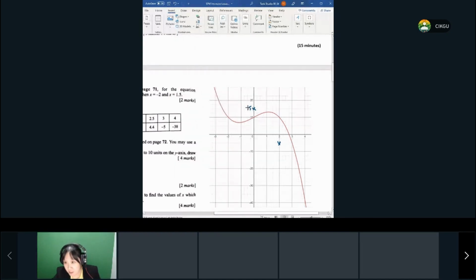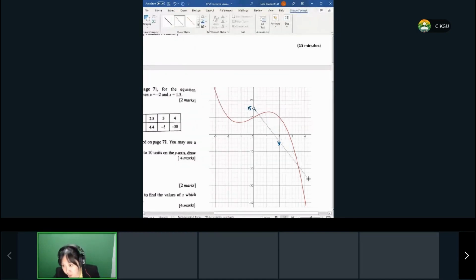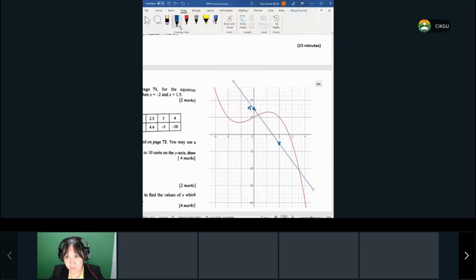When you draw a line, draw it as long as possible. This one also, the other side. Nice. If you draw the line very long, then you will have a very clear picture of how many points they actually intersect. Obviously, you see 1 point right here and another intersection point right here. That means you will have 2 answers.